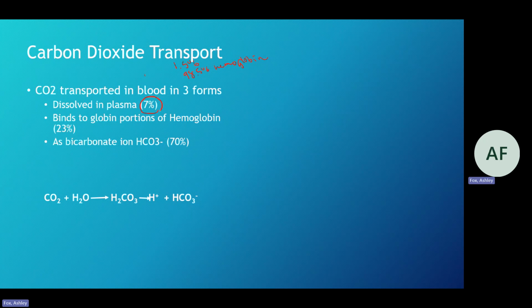7% of carbon dioxide is just going to be dissolved in the plasma. So remember, all of the stuff besides the cells. So it's just going to be dissolved, flowing with plasma. 23% actually can bind to hemoglobin itself, so it can bind to the hemoglobin and travel that way. Most of it is going to be transformed into a bicarbonate ion, HCO3-, and that's 70% of it. Then that is going to be dissolved in plasma.